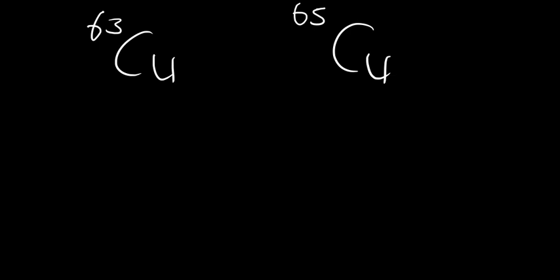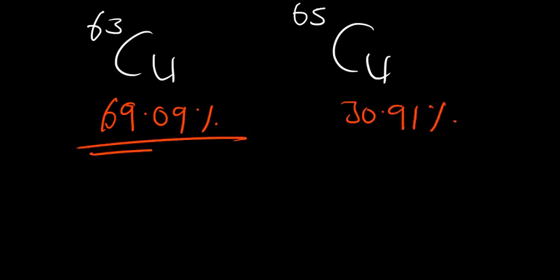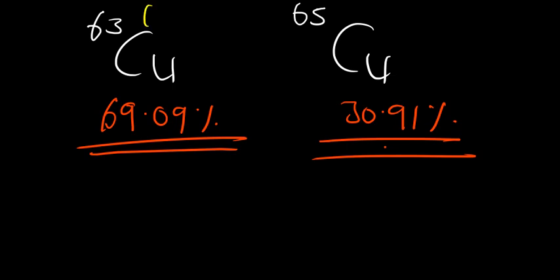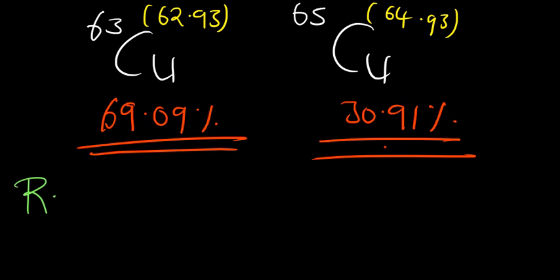So copper 63, copper 65. This is 69.09%. That's 30.91%. Now the actual value of copper 63 is 62.93. The actual value of copper 65 is 64.93. So I want you to share your solutions to the group. Determine the relative atomic mass of copper.